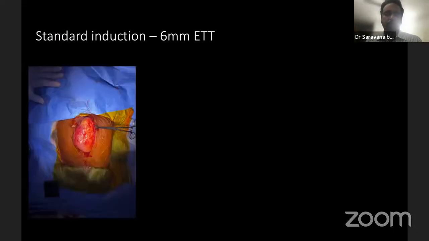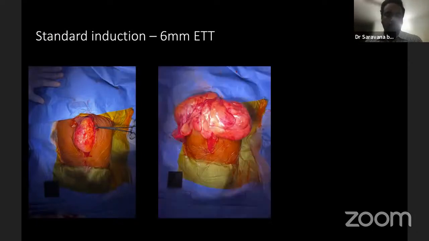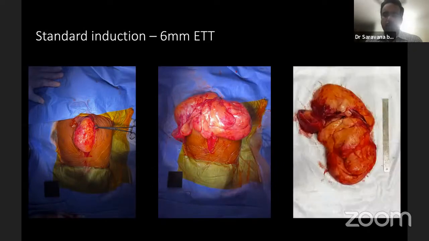So the patient, because we considered this a low-risk patient, was given a standard induction and intubated with a 6 mm endotracheal tube. Just after the sternotomy, the mass popped up, a full, huge mass, which we resected. This was a very huge mass.